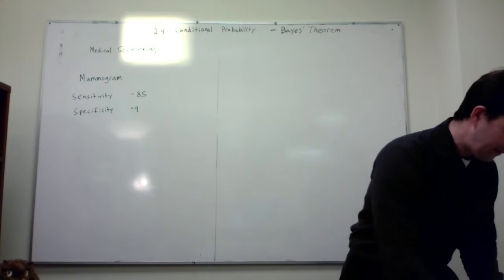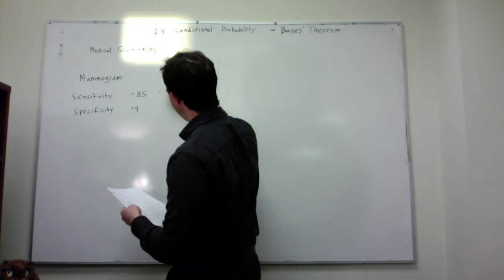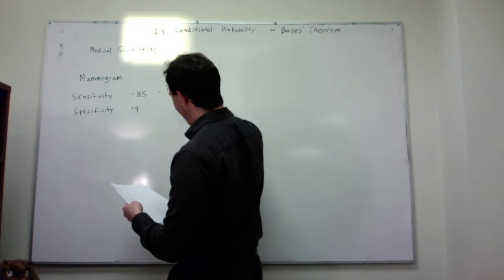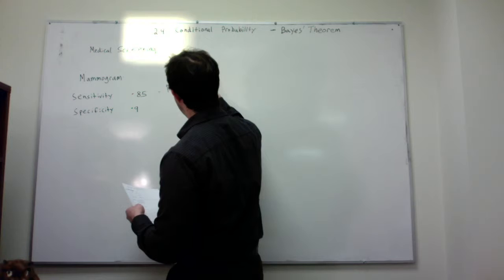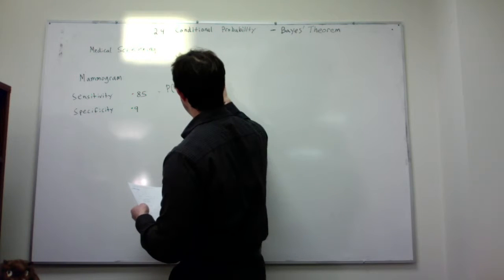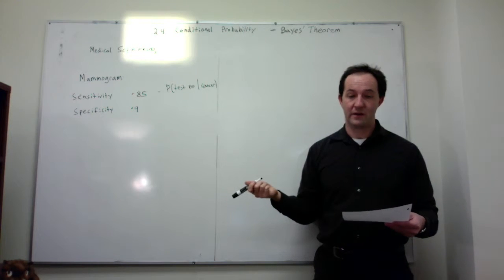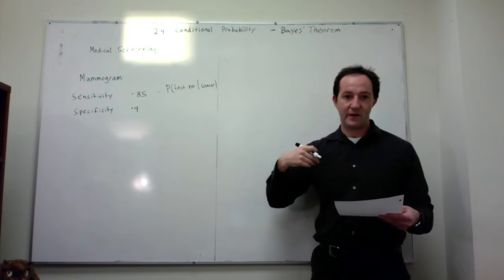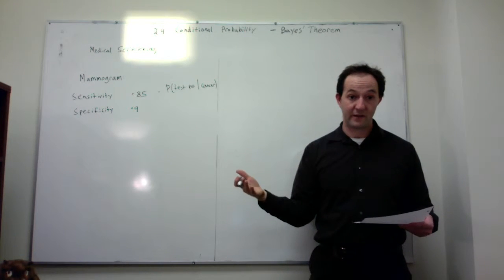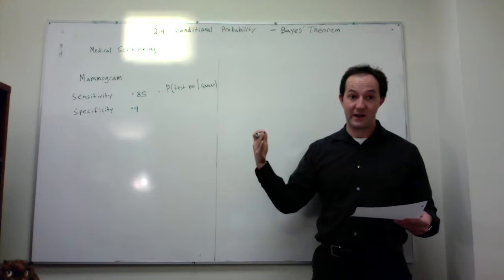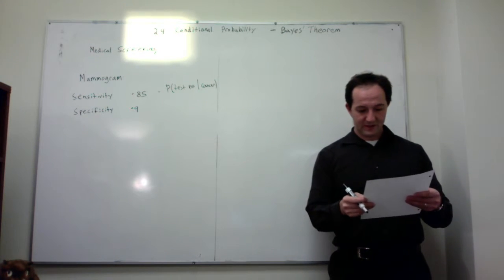So I can describe the sensitivity here as the probability of a woman getting a positive test result given that she has breast cancer. So this says if somebody with breast cancer goes and gets a mammogram, then there's an 85% chance that they'll get a positive result on that mammogram and a 15% chance that she'll get a negative result on that mammogram.